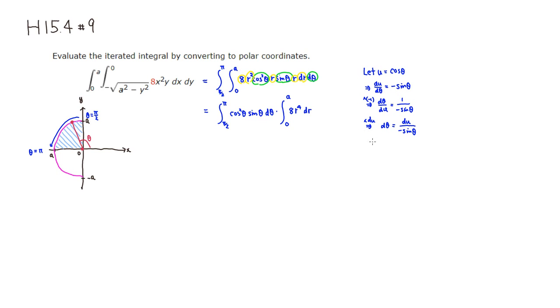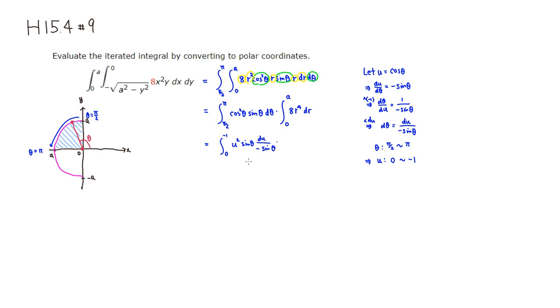Then we have to convert the lower limit and upper limit. Theta is initially going from pi over 2 to pi, and we have to convert that to u. Cosine of pi over 2 is 0, and cosine of pi is negative 1. So we can write it as an integral from 0 to negative 1. Cosine is now u, so it's u squared. I'm going to leave the sine of theta as it is for now, and d theta is equivalent to du over negative sine of theta.